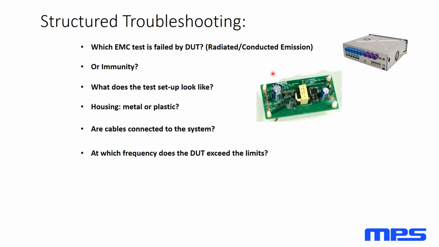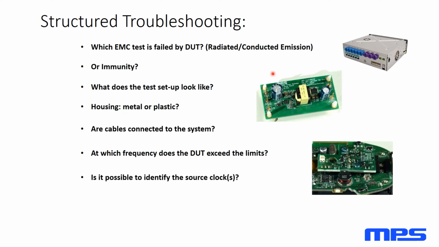At what frequencies do we exceed the limits? We'll go through a little bit of a structured approach on that, both in terms of design and troubleshooting, looking at frequencies. And is it possible to identify clock sources? We'll also take a look at that in more of a detailed approach, a structured approach, how we can look at that in detail. And where are the DC to DC converters placed?